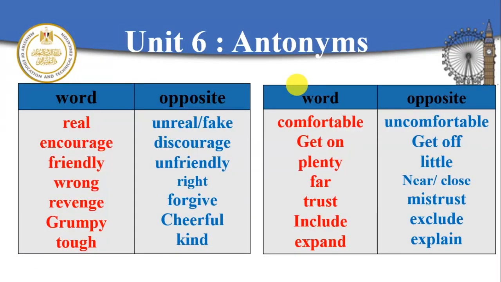Yes, Ms. Amani, go ahead, please. Okay, we have here the antonyms, the opposite words. The first one is real, either unreal, or fake. It's not true, nothing true in it. We have the word encourage, and we put the prefix to make discourage. To discourage someone is to not make him do something, to stop him. We have friendly and unfriendly. And the word wrong, the opposite, completely right. We have revenge here, to take revenge on someone for your things, or forgive. It's a big merit.